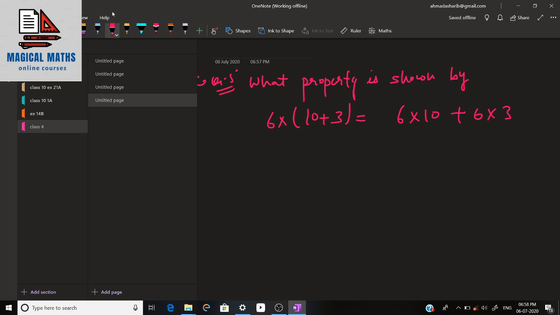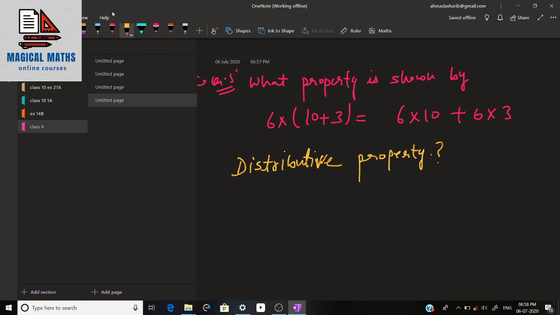So students, let me tell you what is the name of the property as well as what this property does. First of all, the name of the property is distributive property. It's distributive property. And what does the property do, students?